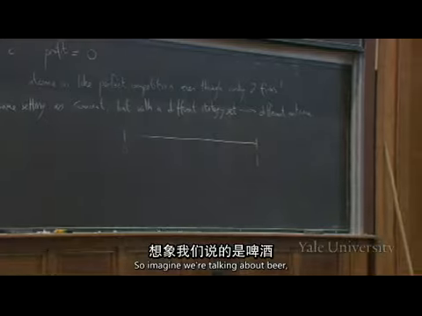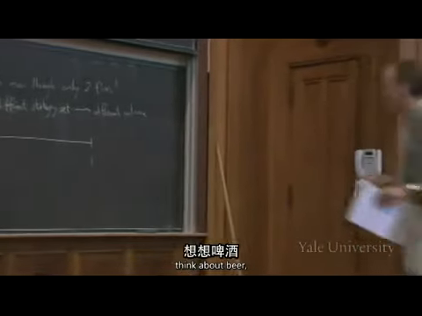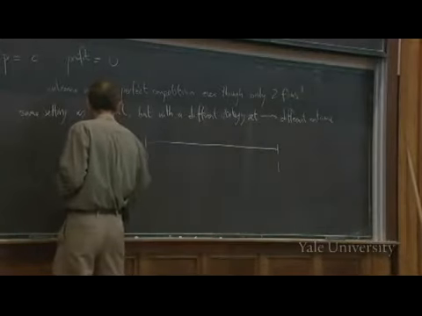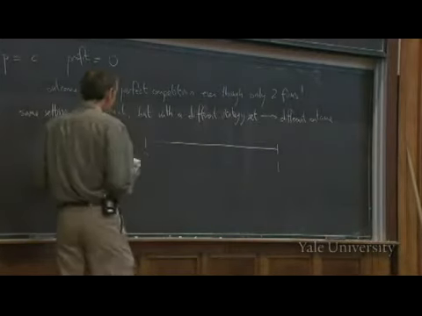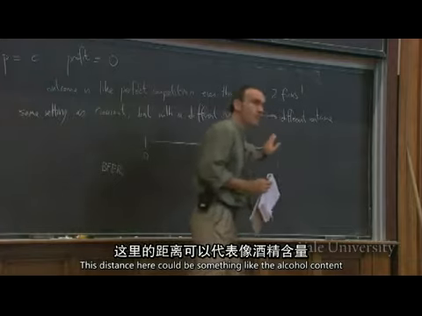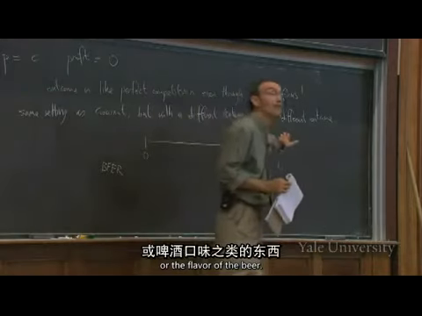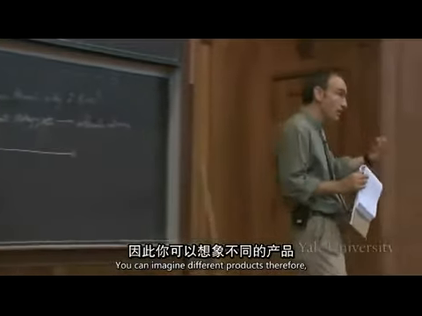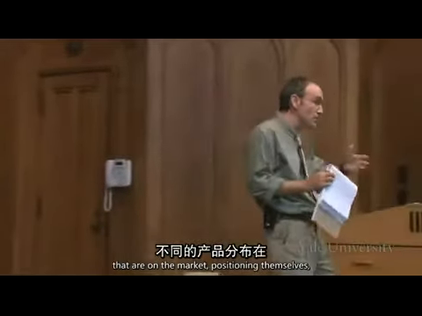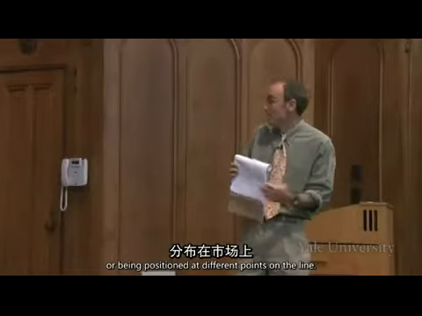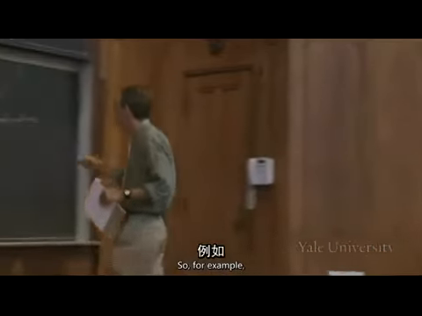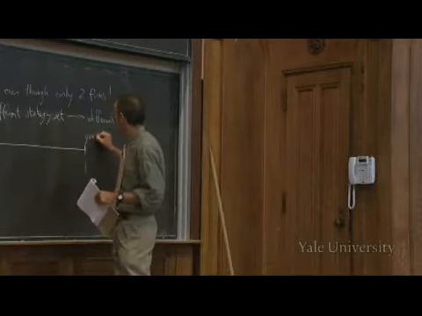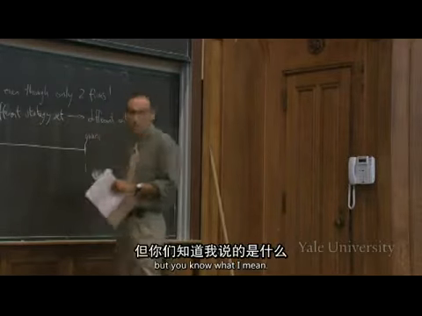So imagine we're talking about beer. Think about beer. So this is the beer market. This distance here could be something like the alcohol content or the flavor of the beer. And you can imagine different products, therefore, that are on the market positioning themselves or being positioned at different points on the line. So, for example, up here, if we're talking about beer flavor, this might be Guinness, which I can't even spell, but you know what I mean.